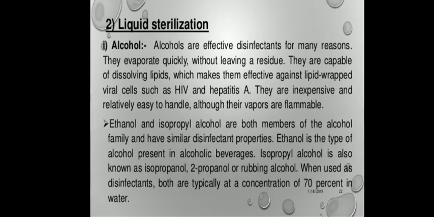Hello everyone. We have already started with chemical sterilization, and the next method used in the chemical method of sterilization is liquid sterilization. In liquid sterilization, generally two different types of liquids are used. First one is alcohol and second one is phenol. Now, alcohols are not sterilizing agents but are generally used as disinfectants, and it is the most effective disinfectant for many reasons, as it can vaporize quickly without leaving any residue.